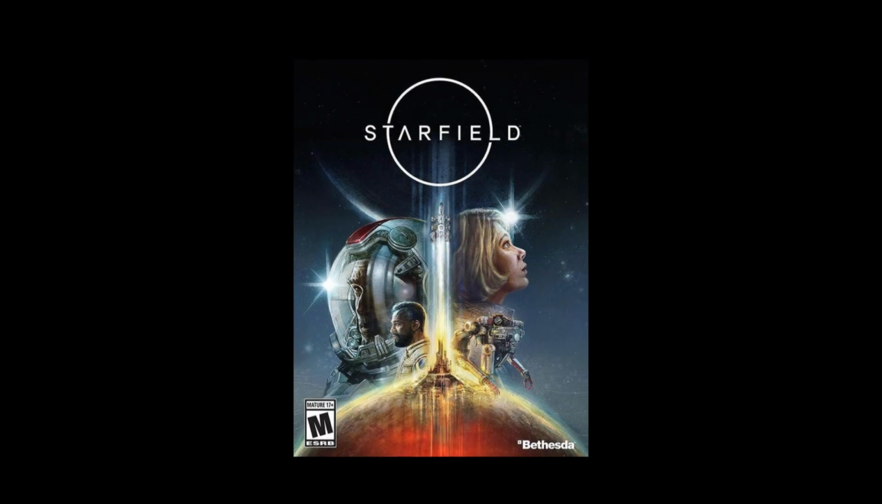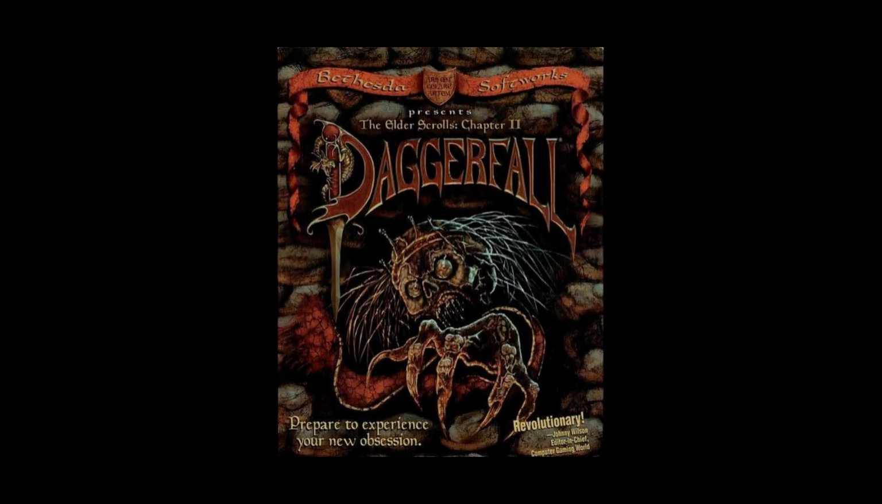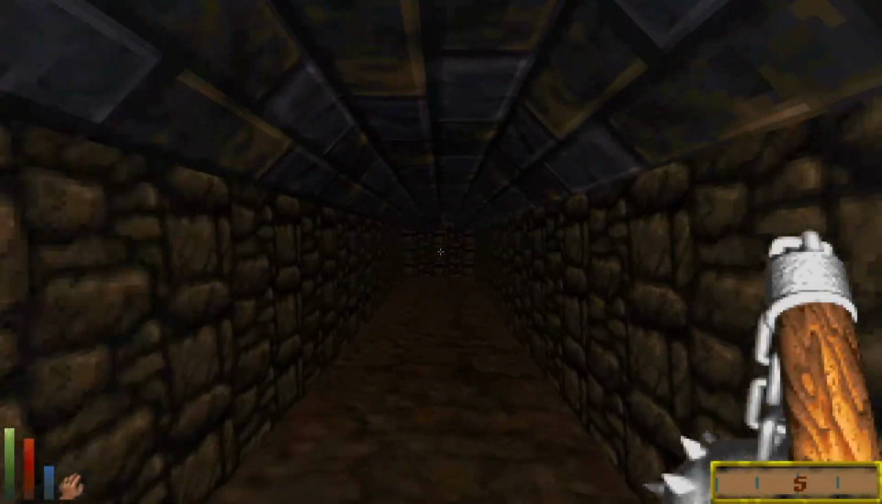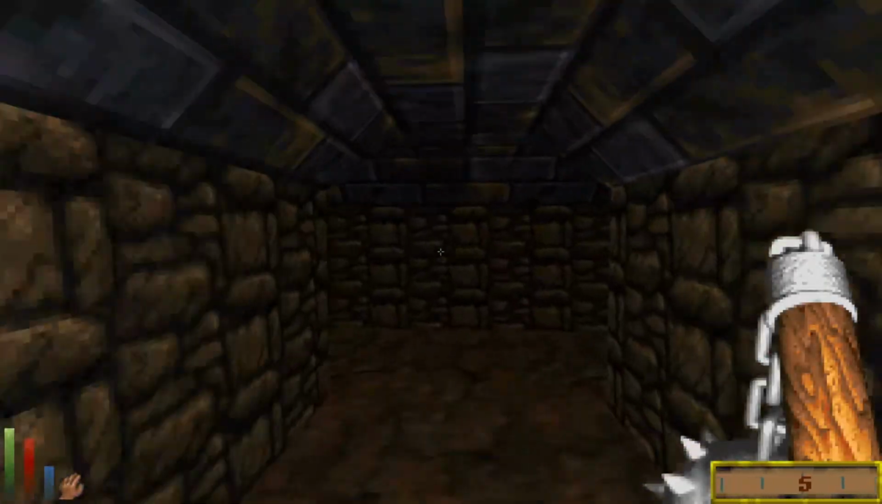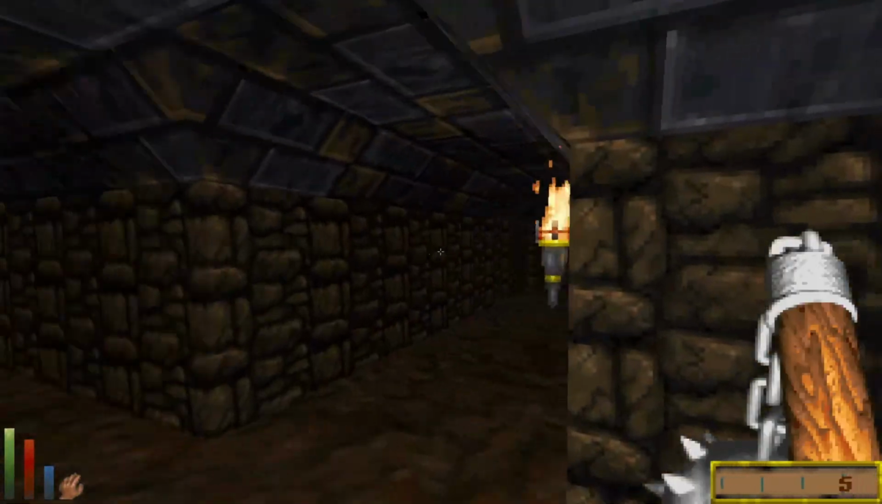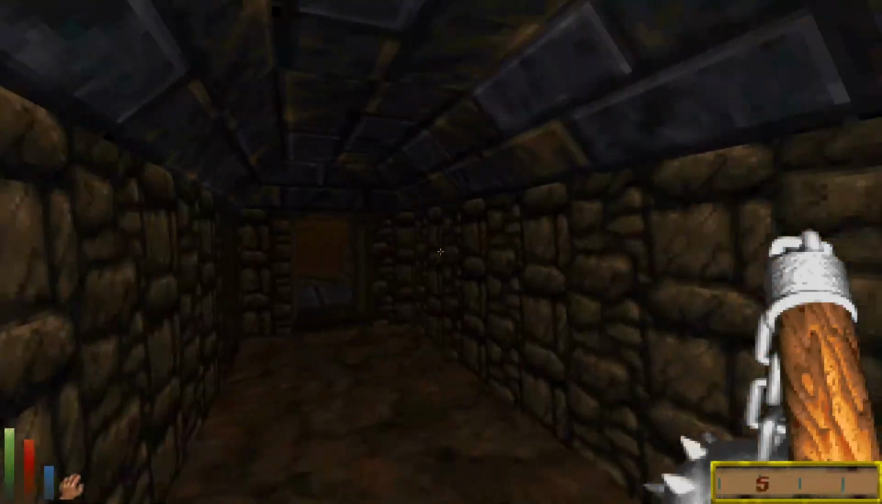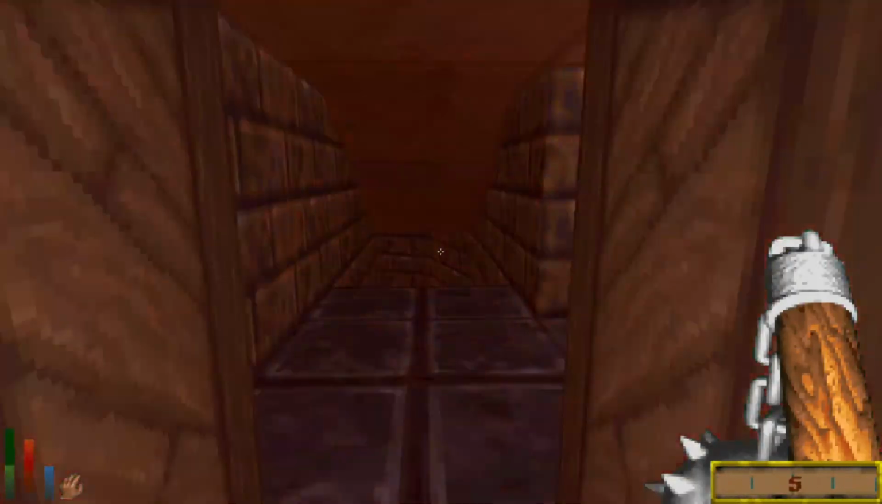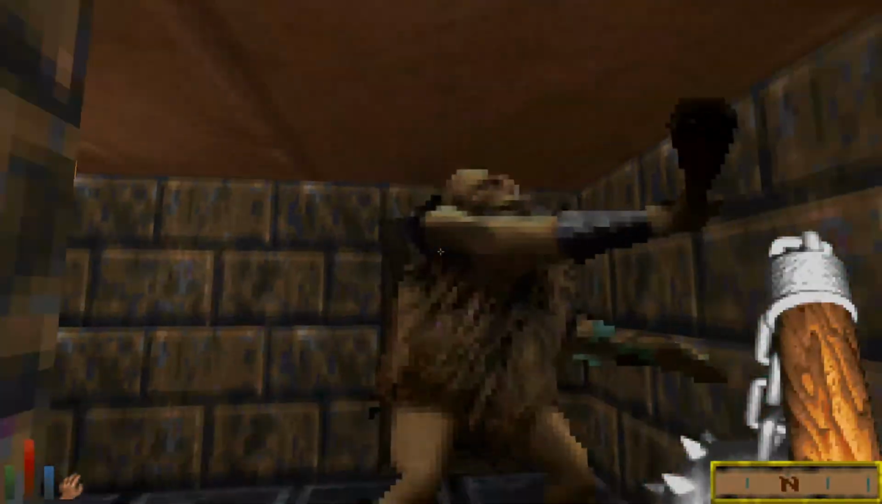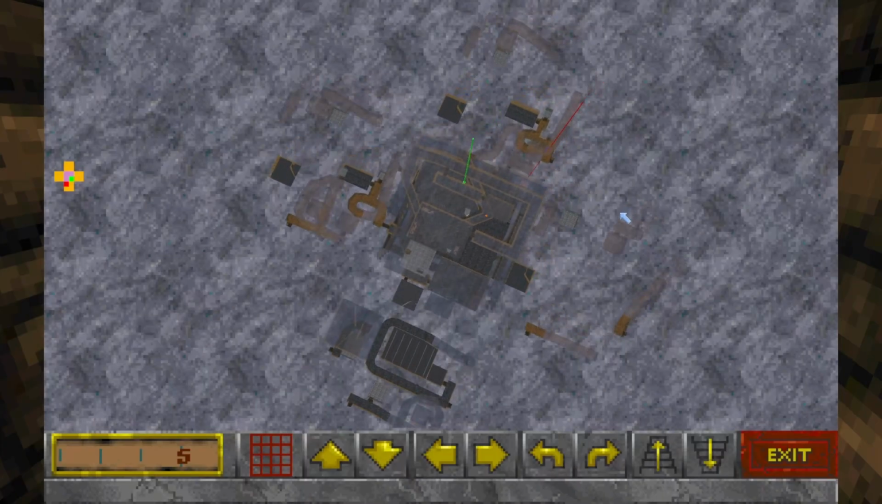I'm talking about Daggerfall. First thing though, if you have no idea how the dungeons in Daggerfall are made, this video might ruin them for you. You will start seeing patterns and they will lose the mysticity of the unknown. You have been warned. This is a map of one of Daggerfall's dungeons.